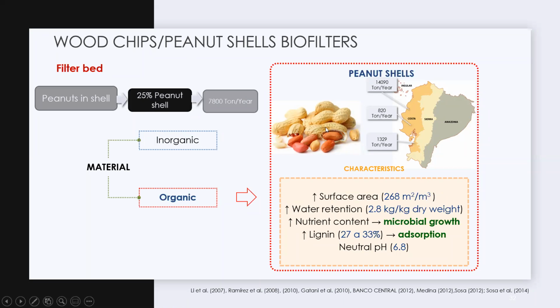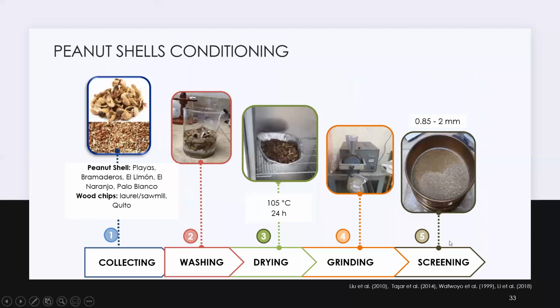These peanut shells are interesting because they have a relatively high nutrient content that could help you for microbial growth. They also have good contents of lignin and cellulose, so they can be useful for absorption. So those were good candidates, but we didn't know if these peanut shells were used before to remove some contaminants. So that was the idea of the study.